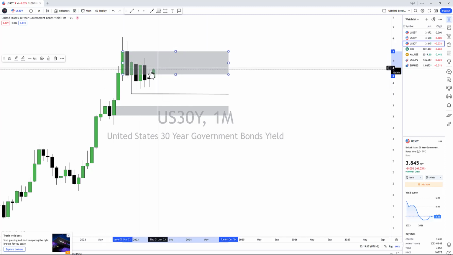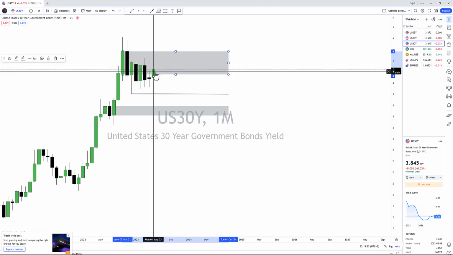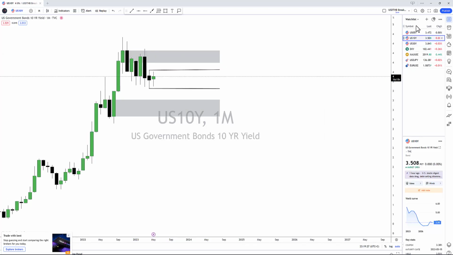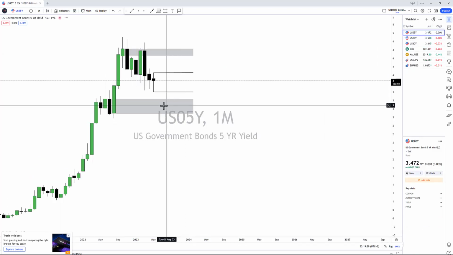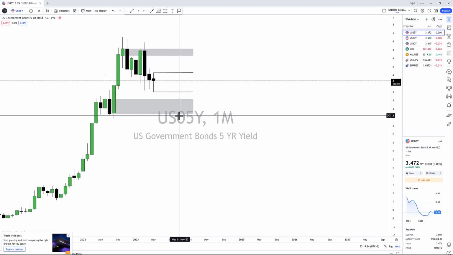So with the 30-year yield right into premium, what is the consensus that you're going to put on the 10-year? What is the narrative that you're going to put on the 5-year, right? You see, that's the whole approach. That's how you have to look at it.